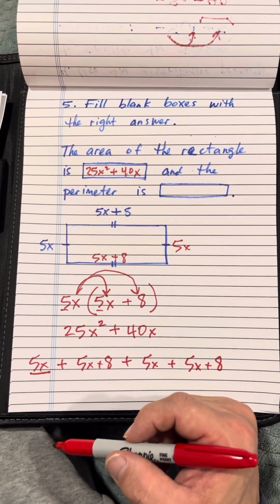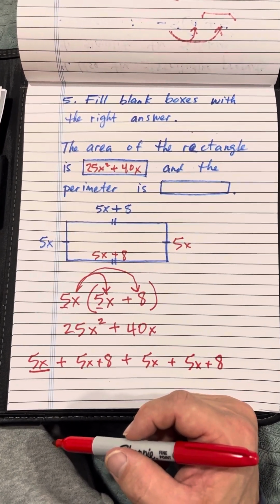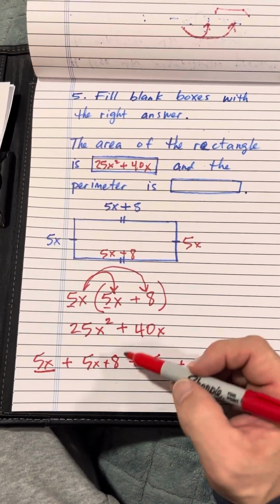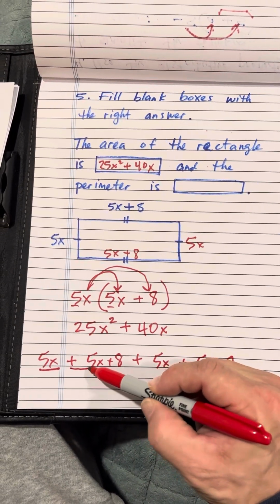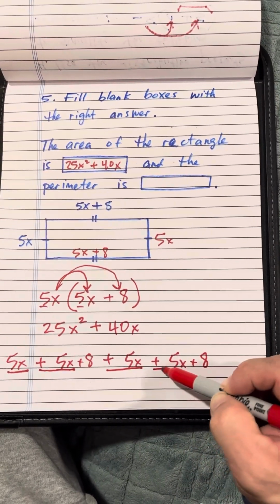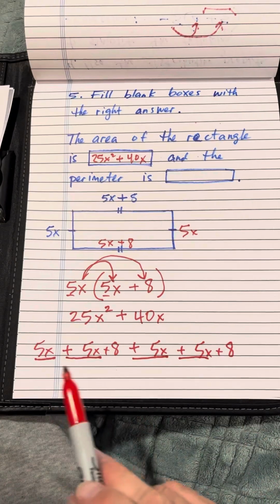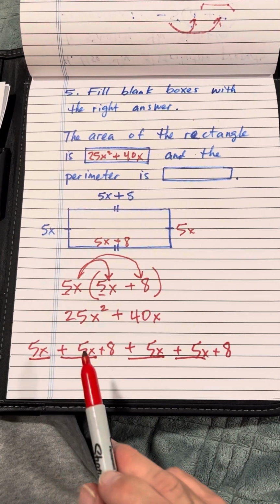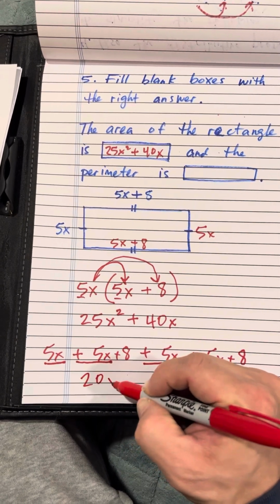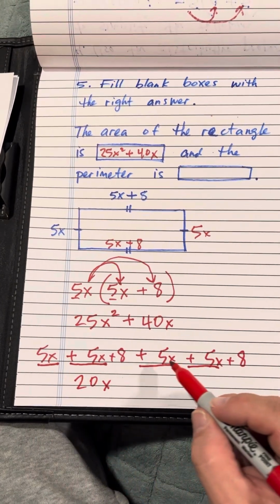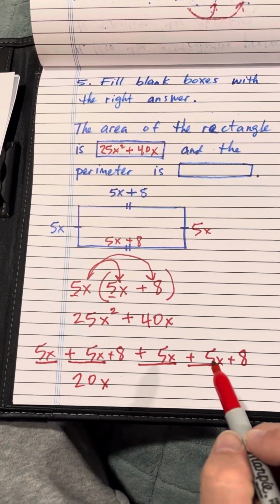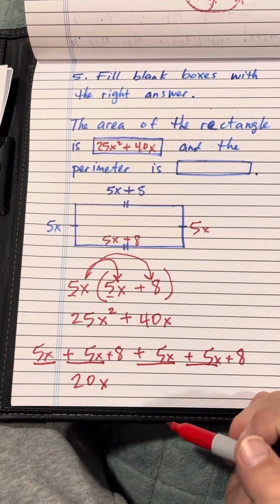All right, hopefully you took a couple of seconds to figure that out on your own. We're trying to figure out what our like terms are that go with 5x. So I've got a 5x here, a positive 5x here, a positive 5x here, and a positive 5x here. So I combine all these positive 5x's and I get 5, 10, 15, 20x. Remember, when we're adding like terms, we just add our coefficients and our variable stays the same.